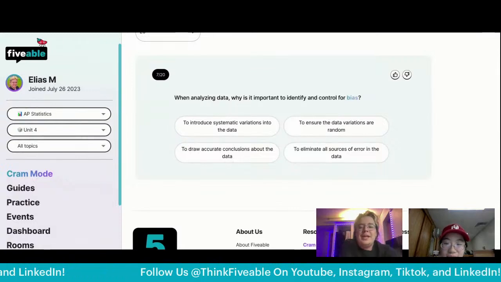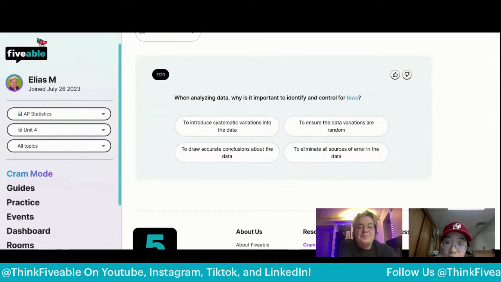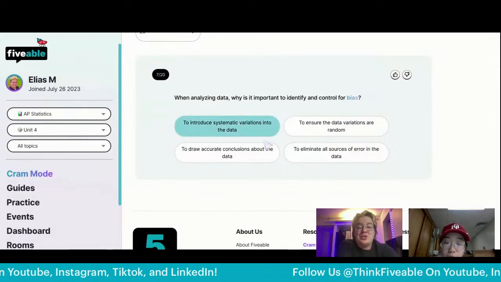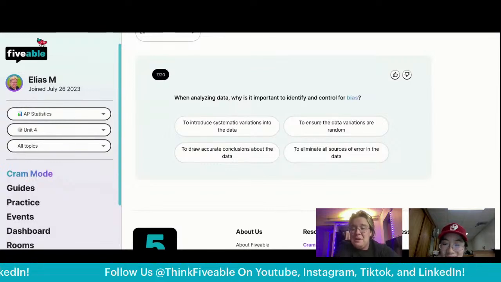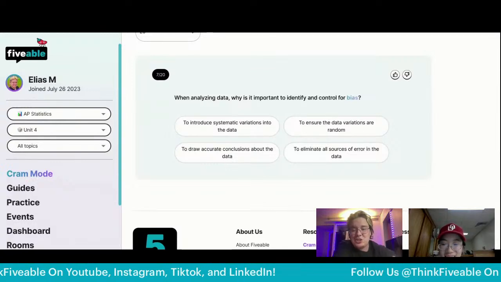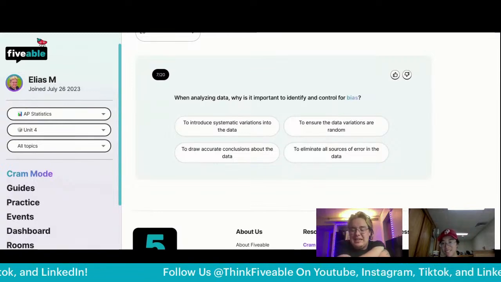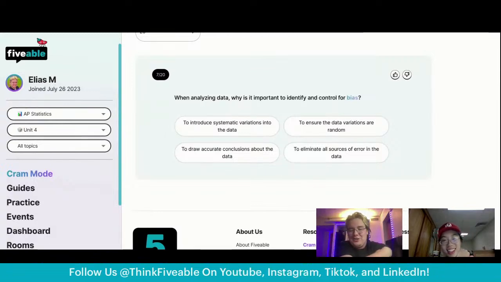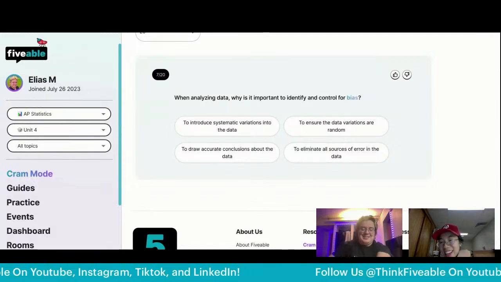Perfect. So, when analyzing data, why is it important to identify and control for bias? Introducing systematic variations into the data is a really funny answer, because you're not trying to influence variation other than the natural variation that occurs. That basically says that you want to fake your data.